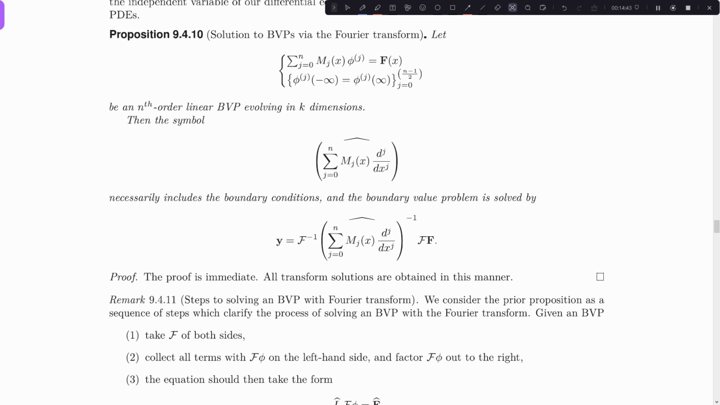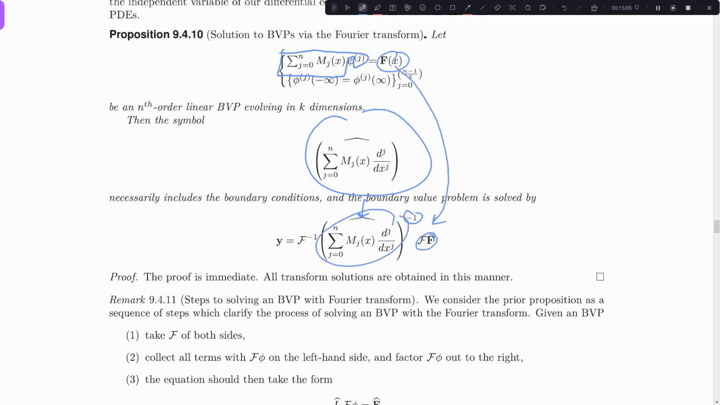Then we solve it the same way that we did with the Laplace transform, where we just compute the symbol here, which is the symbol there. And so we compute the symbol of that, which looks like this, and then it has some sort of inverse that you can calculate in Fourier space, and then we're going to act it on the Fourier transform on the right-hand side here, invert it, and then inverse the Fourier transform, and we'll recover y out of that.